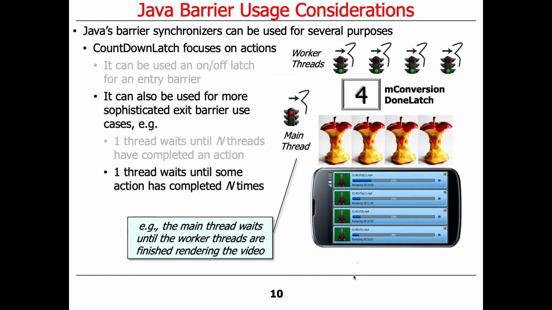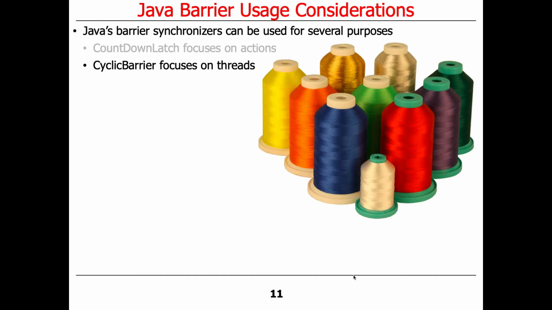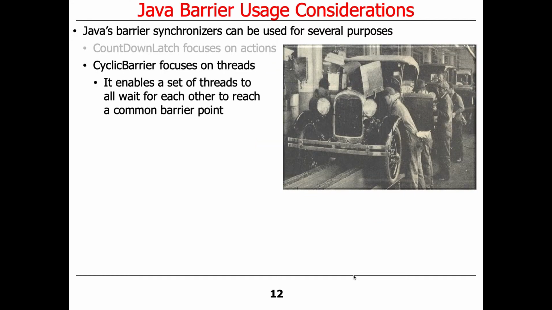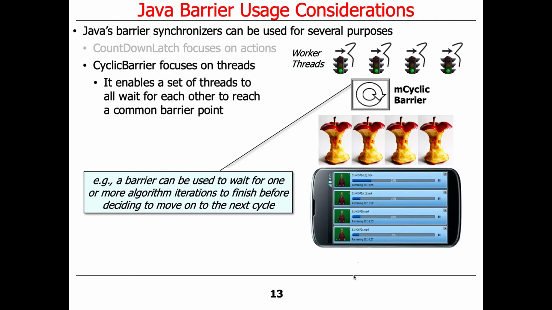Countdown latch is flexible, but it has this downside that it doesn't support cyclic actions. Cyclic barriers focus on threads that want to do some task over and over again. So it allows a group of threads to wait for each other to reach a certain point before they make the decision about whether to continue on to the next phase. We used the assembly line as an example for that.